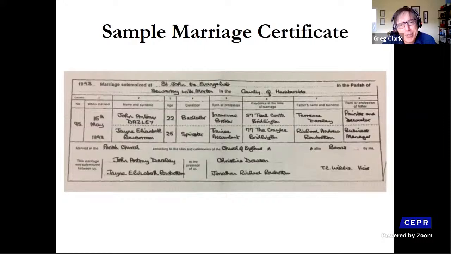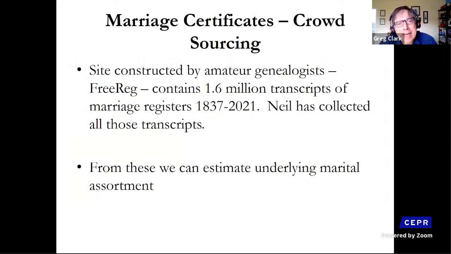As I say, it's been essentially unchanged since 1837. And it also includes the age of the spouses and their condition at point of marriage. Were they married before? How did that marriage end? And again, there's a site constructed by amateur genealogists, FreeReg, which contains more than 1.6 million transcripts of these marriage registers, 1837 to 2021. Neil Cummins, my co-author, has collected all of those transcripts. And from these, we can actually estimate underlying marital assortment in Britain all the way back to 1837.